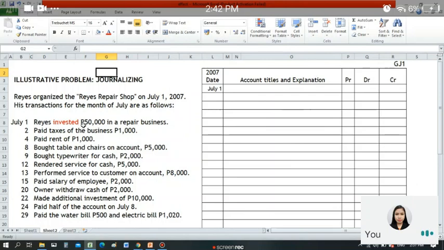So ano po yung in-invest? So i-identify natin yung two account titles na may effect. Basta may word na invested or investment, meaning it has an effect in the owner's capital. Next is what the owners invest. Is it a equipment, supplies, or cash? So based on the transaction, cash po yung kanyang in-invest. So the 50,000 in a repair business.